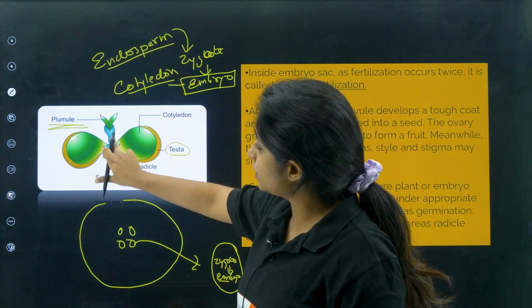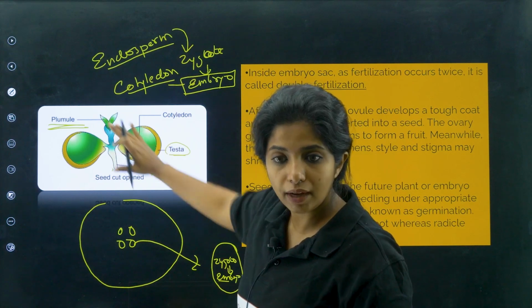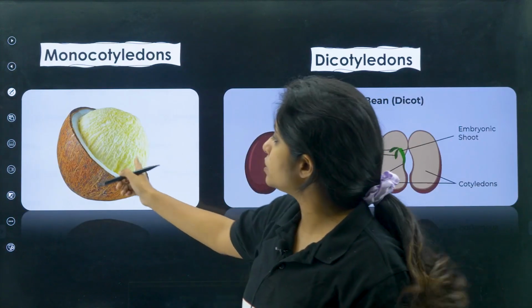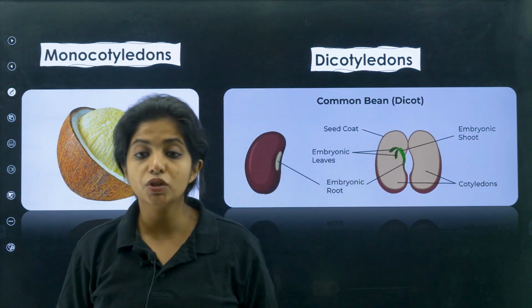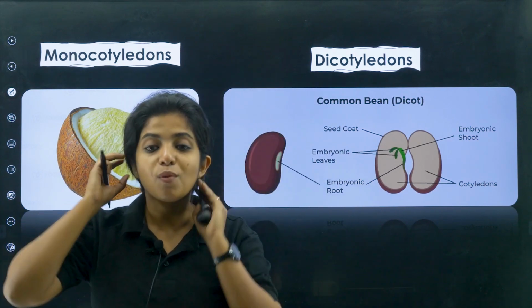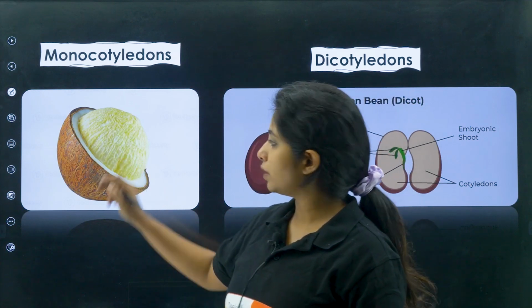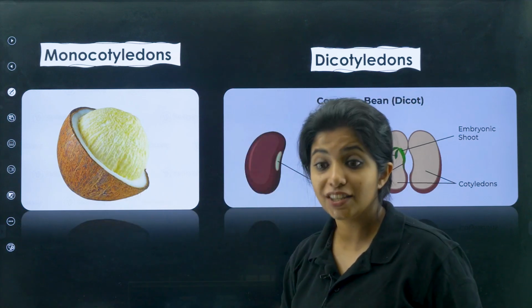In between, the embryo which is growing has the plumule and the radicle. Now there are certain plants which have just one cotyledon. An example is coconut. Coconut is known as a monocot. What do you call it? Monocot. Monocotyledons, as in a single cotyledon is there. So this thing that you see over here is the cotyledon.